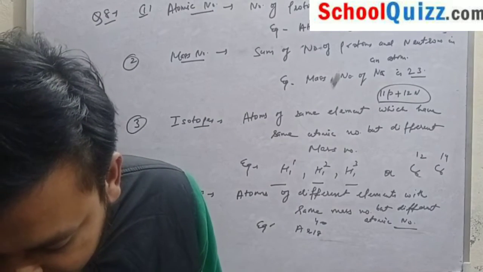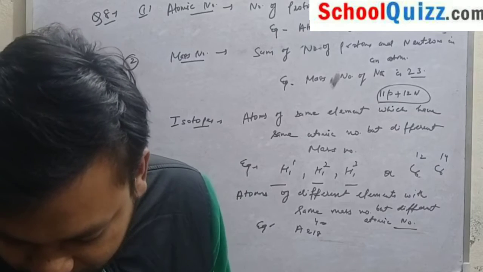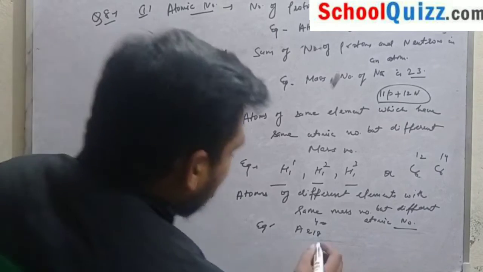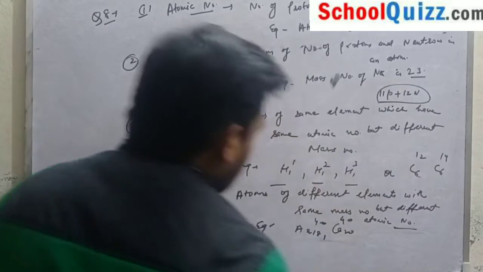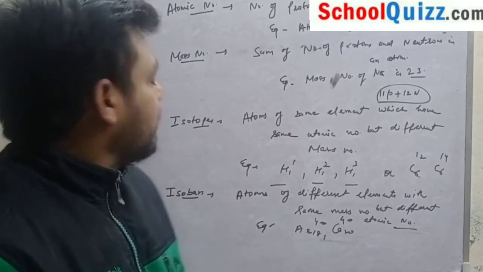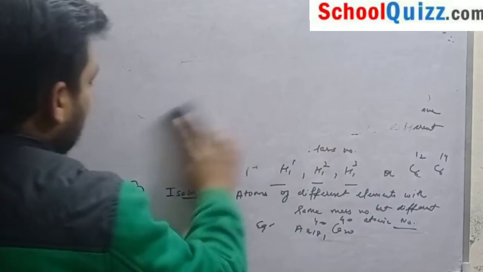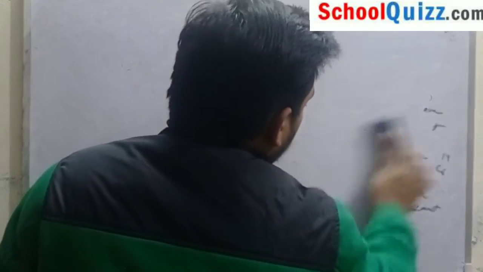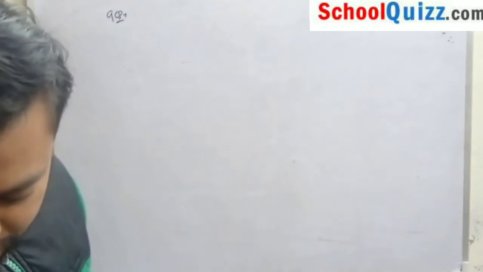Argon 18 40 and calcium 20 40. So this is all about our question number 8: atomic number, mass number, isotopes and isobars. Now we will move to our ninth question.